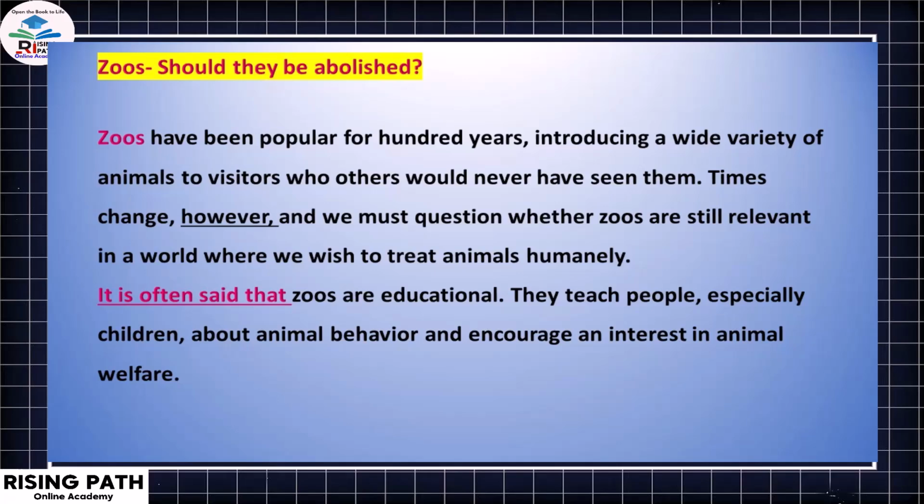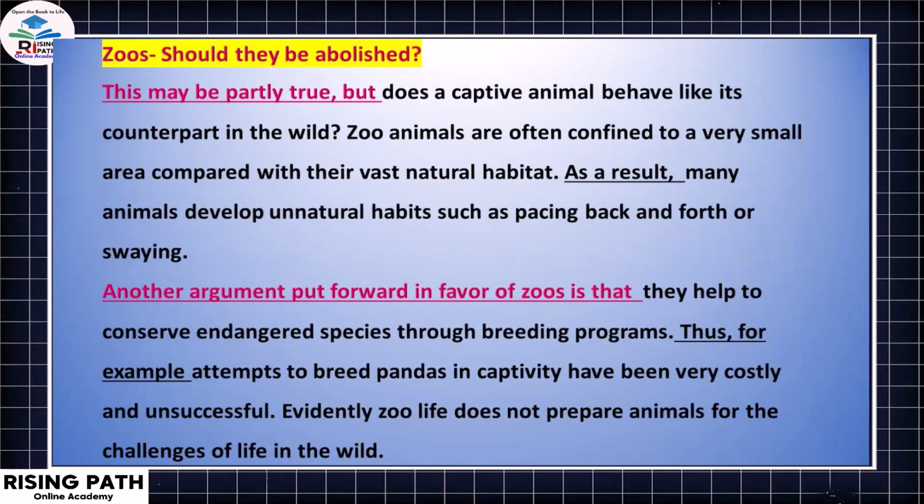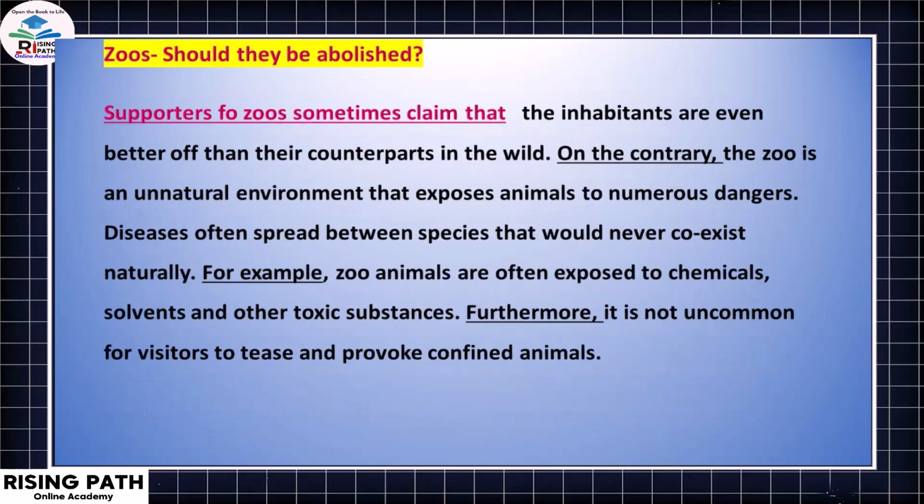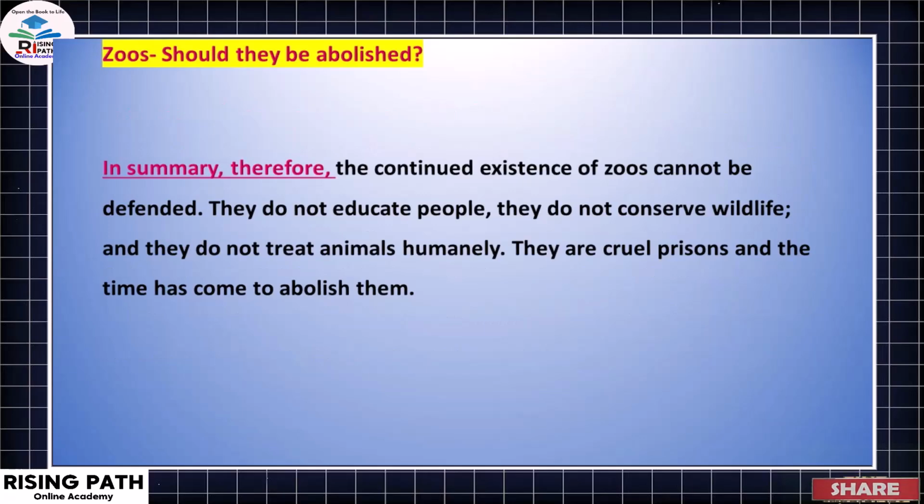Zoos, should they be abolished? So as you can see, it is divided into various paragraphs according to the paper pattern, and according to whatever the word limit is. We have to divide our directed writing questions into at least 5 to 6 paragraphs. So you can see how this has been written, following all the instructions that have been given to you.